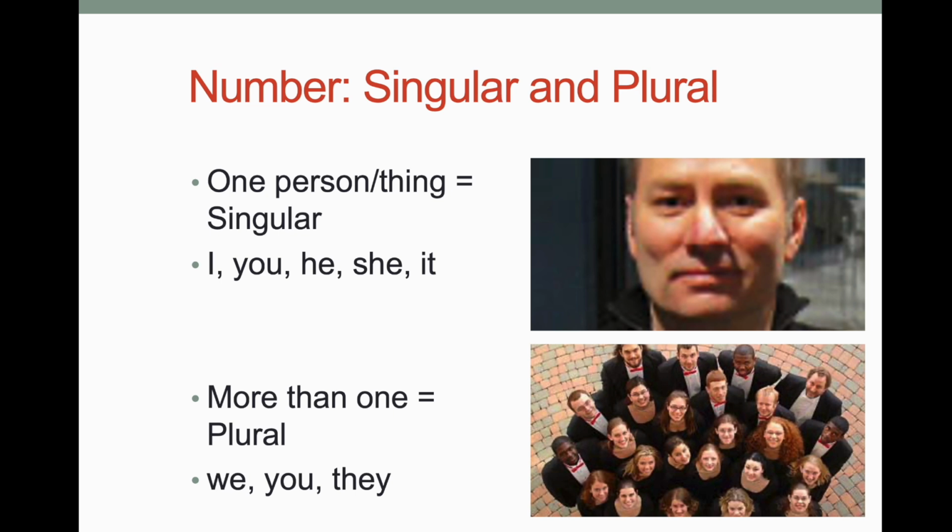For instance, when we're talking about number, it's singular or plural. A singular applies to one person or thing. For instance, I, you, he, she, or it are all singular forms of the personal pronoun in English. But if we're talking more than one, well, that's plural. So we, you all, or they, those are plural forms of our personal pronouns in English.